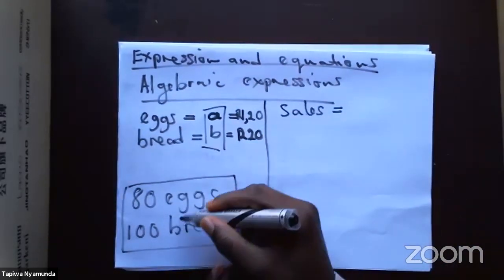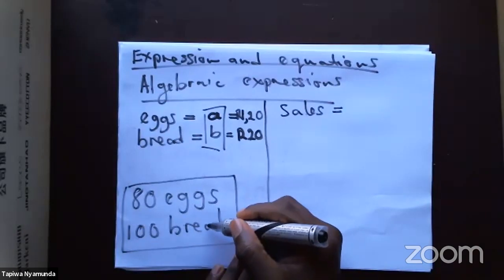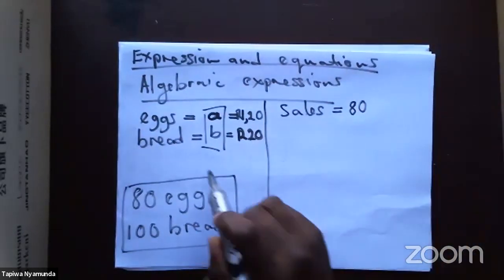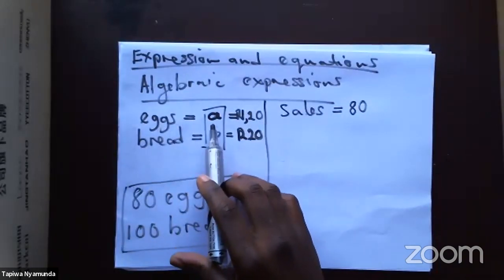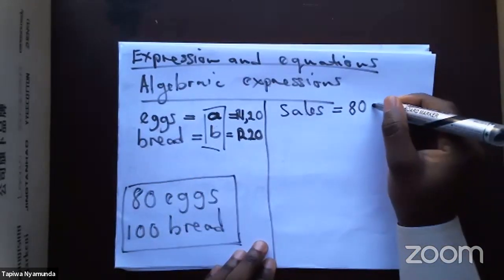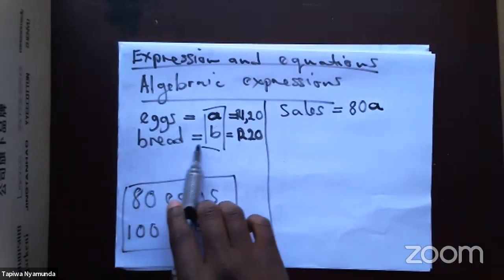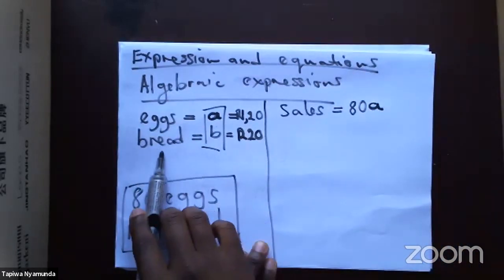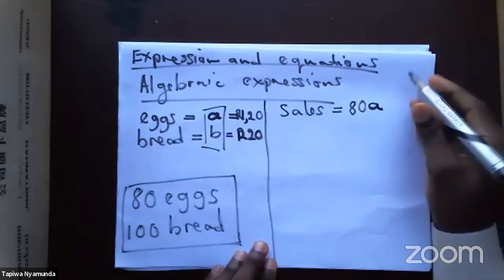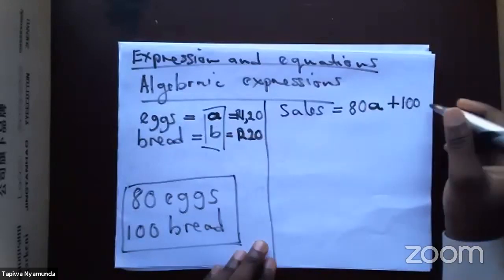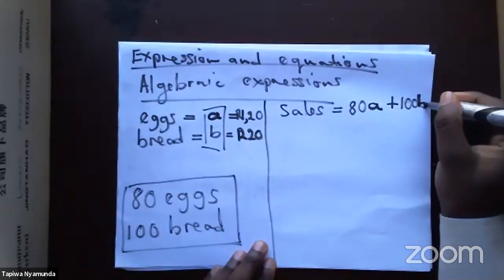Let's take, for example, these are the only sales you managed to do. So we are going to say 80 eggs. What am I going to represent eggs with? I'm going to represent eggs with A. Then bread, I'm going to represent bread with 100.